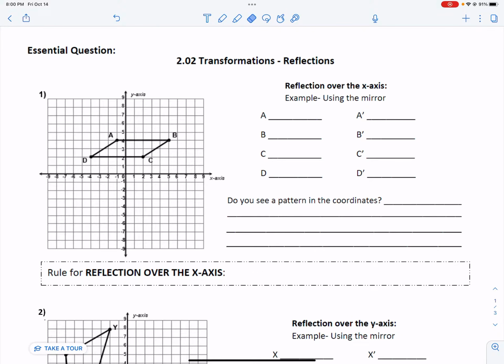Alright guys, welcome to Transformations: Reflection. Today we will be talking about reflections. I think yesterday was translations.